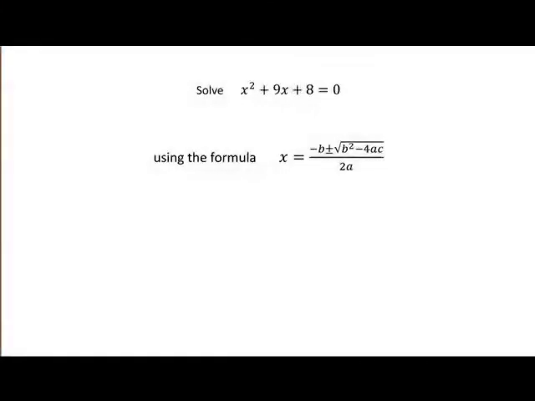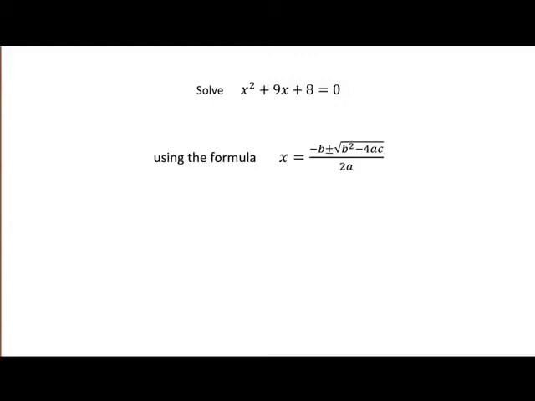Previously, we have solved quadratic equations using the guide number method. Here, we're going to use another way, using the formula on screen. So to solve the quadratic equation x squared plus 9x plus 8 equal to 0, we can find values for x using the formula minus b plus or minus the square root of b squared minus 4ac all over 2a.